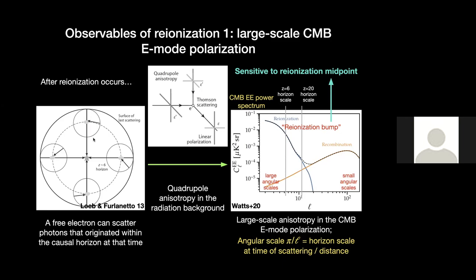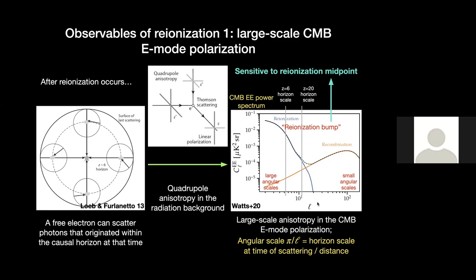And then if there is quadrupole anisotropy in the radiation background, then after the Thomson scattering, we would expect to see anisotropy in the CMB E-mode polarization. That anisotropy will occur on angular scales that correspond to the horizon scale at the time of scattering. And that angular scale is usually characterized by this small l here. So roughly 1 over l or pi over l is the horizon scale at the time of scattering divided by the distance to the time of scattering.